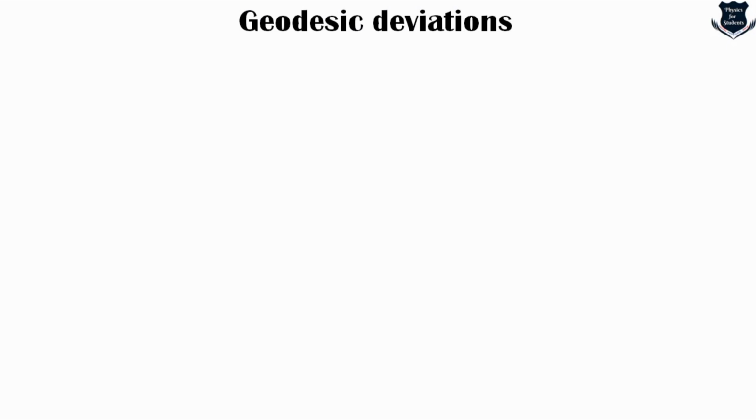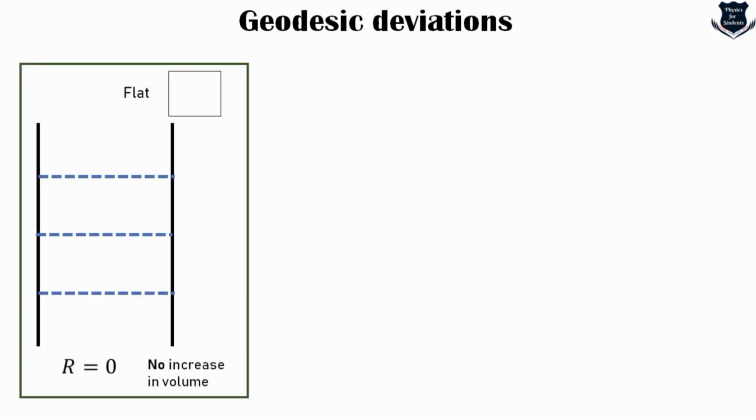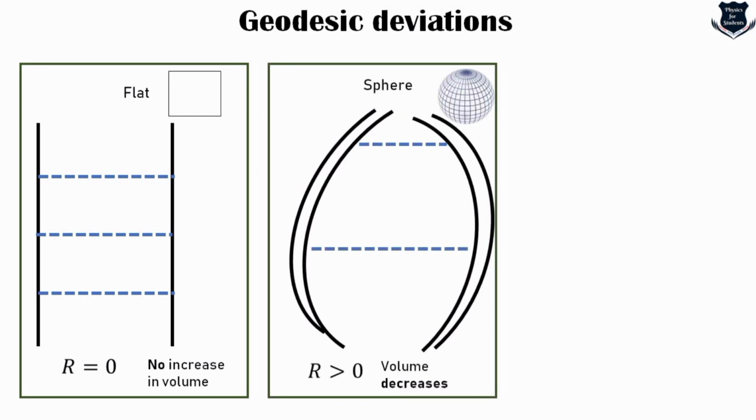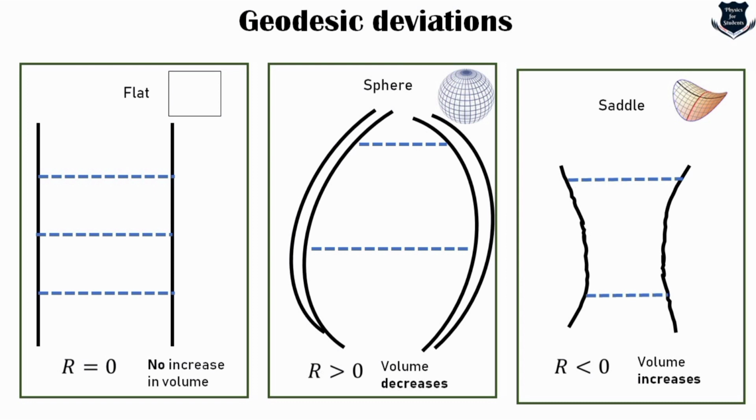So what are the geodesic deviations that we see? In the case of a flat square, no increase in volume. We have seen the animation. In the converging geodesic, the volume decreases, as we have seen, it starts from here and then. And in the case of a sphere and a saddle, the volume decreases and then the volume increases. It's difficult to show here. So these are the geodesic deviations.